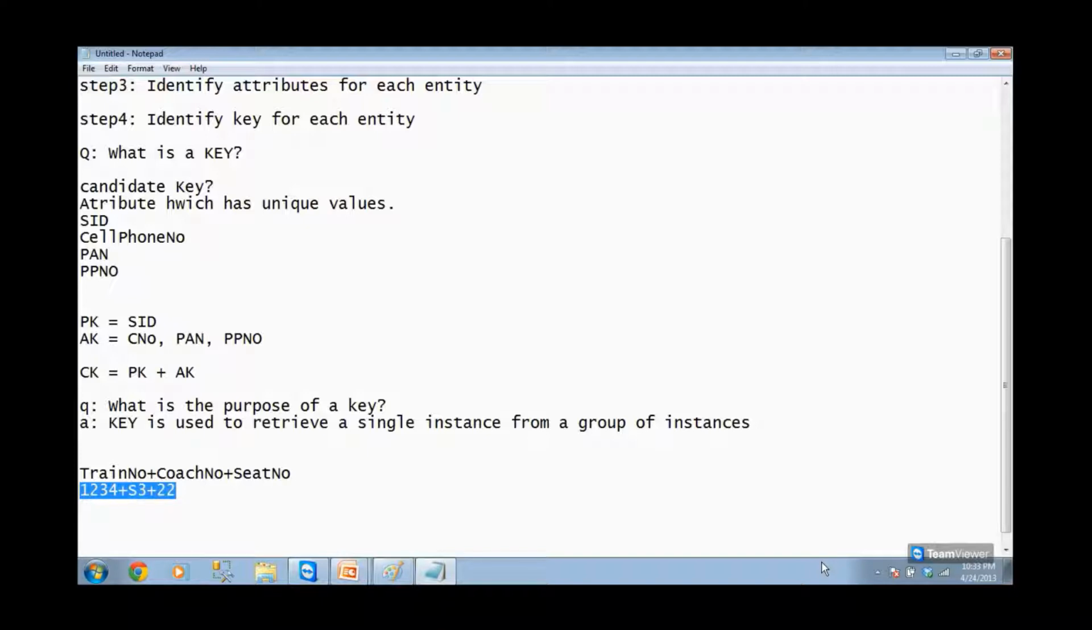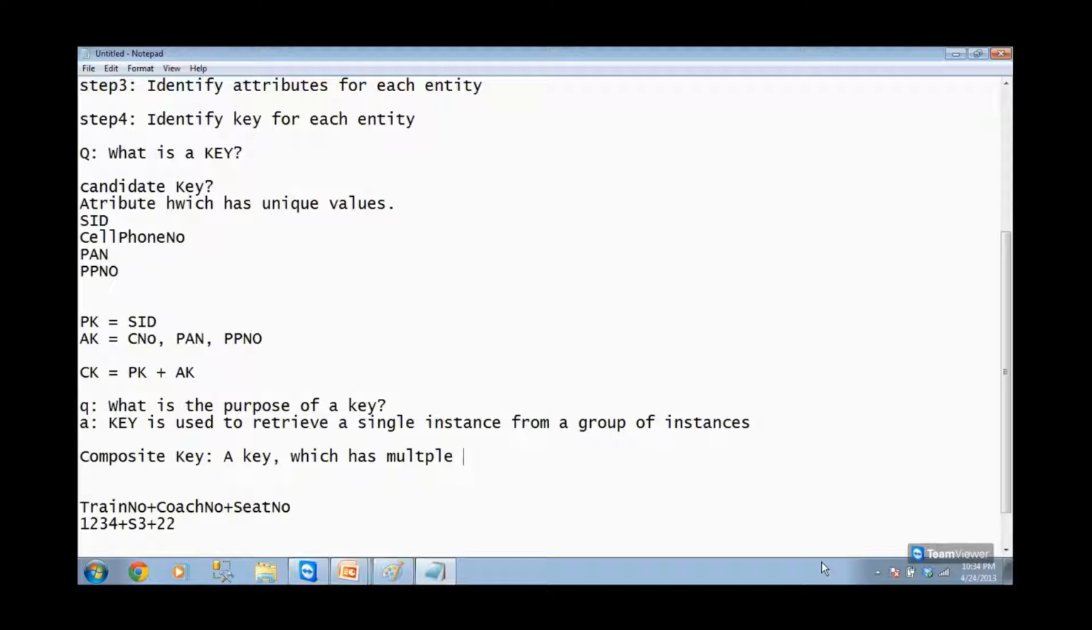Sometimes you have to provide multiple attributes to identify a single instance. So this is known as a composite key. What is a composite key? A composite key means the key has multiple attributes. A key which has multiple attributes is known as a composite key. So a primary key or alternate key can be composite.